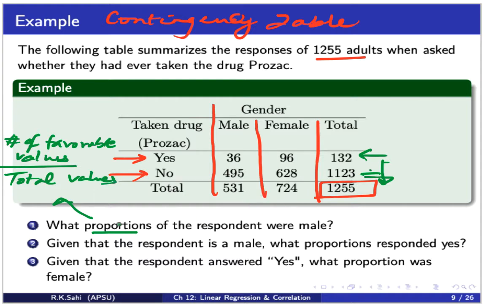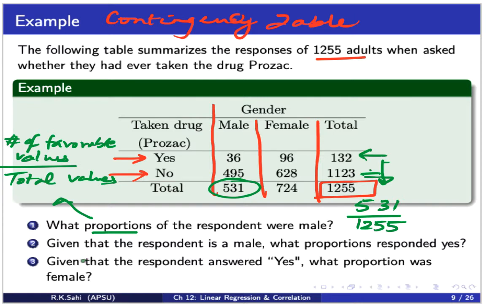Okay, so what proportion of the respondents were male? The total is 1255. We write that down. And how many are male? So if you go to the second column, 531 are males. And that's our answer. That's it, 531 over 1255.